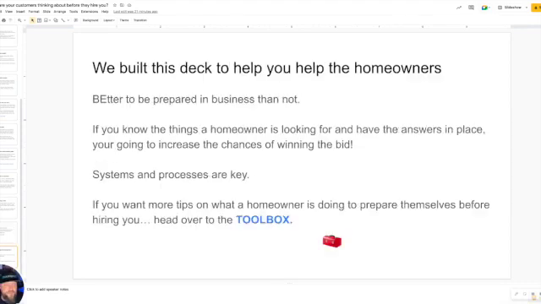So we built this deck to help you help the homeowners. We built this deck to better help you position your company in front of those homeowners to remove any questions that might happen. So there's a toolbox.